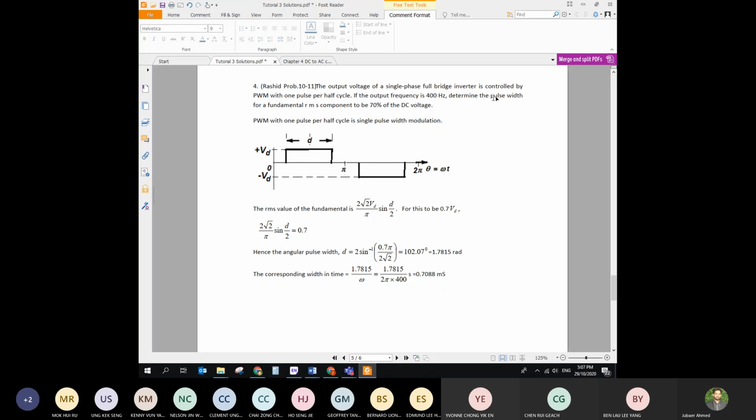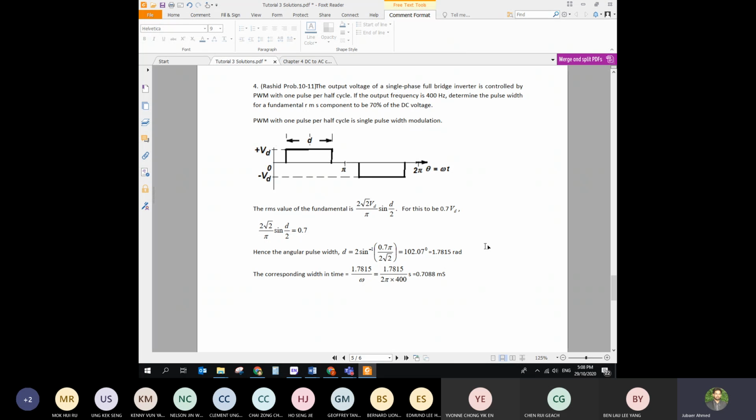What are they looking for about the time? Theta is equal to omega t. So this is the equation for converting angular to time domain. So time is equal to theta divided by omega. The angle we already calculated, from this point to this point, is the angular width D. Though D looks like a linear length, it's actually an angular quantity since your x-axis is the angle. So this is actually theta. D is equivalent to the x-axis theta, which is 1.7815 radians.